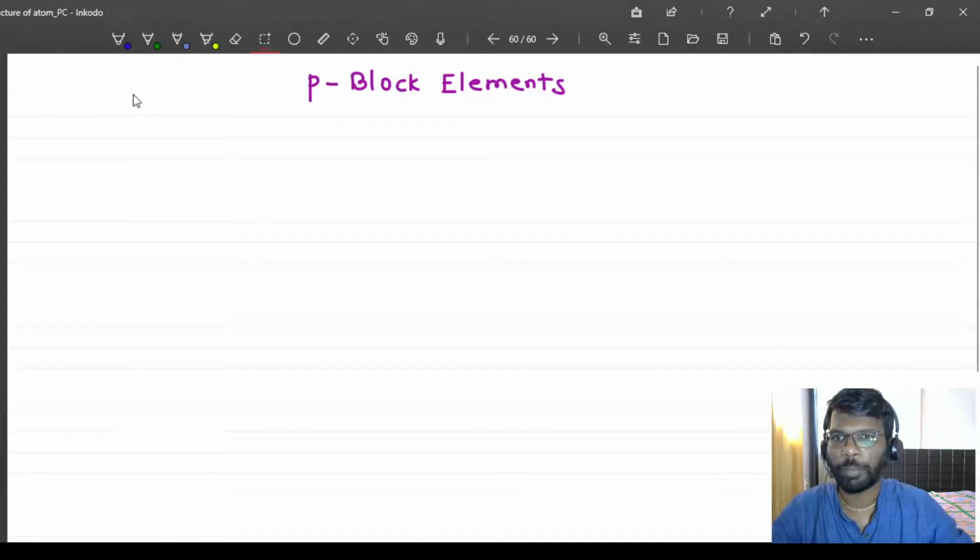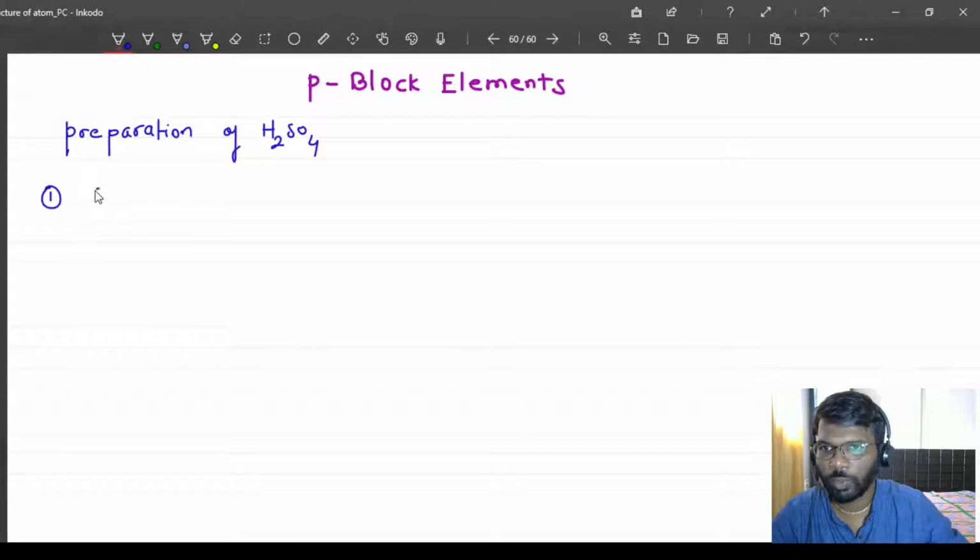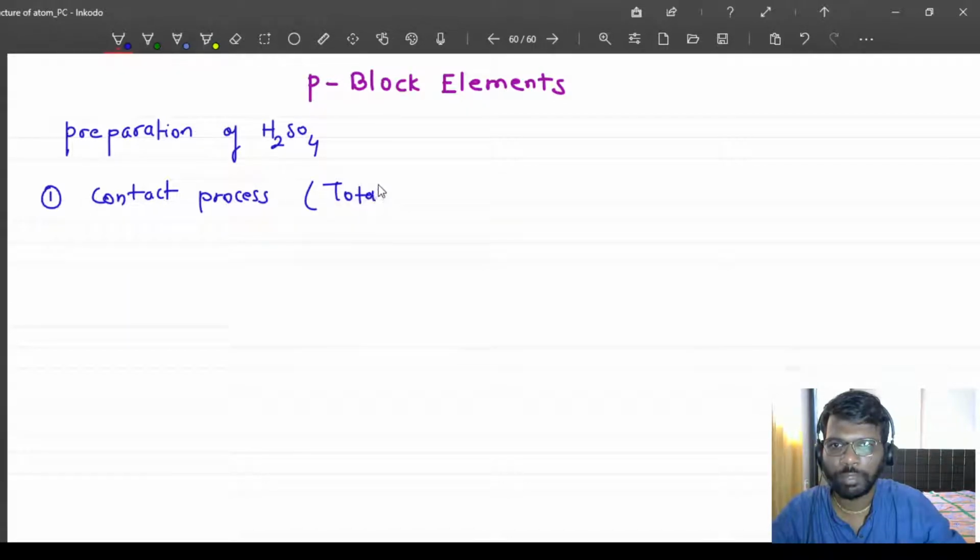Next is preparation of H2SO4 right here. So first method is known as the contact process. Total three steps are there in this case.